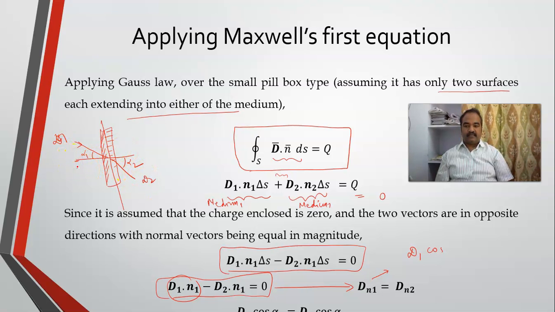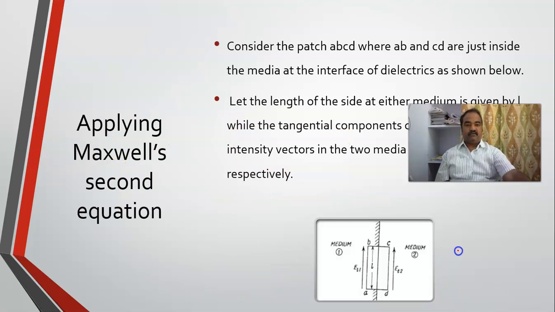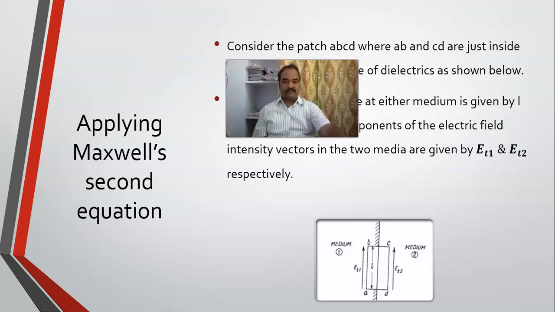So what I will take, this is D1 cos alpha 1, right? So that's why D1 cos alpha 1. This is a normal component, Dn1. This is also Dn2. So D1 cos alpha 1 is equal to D2 cos alpha 2. This is my first expression of boundary conditions. Try to remember this. And coming to the second expression, now we will apply Maxwell's second equation.